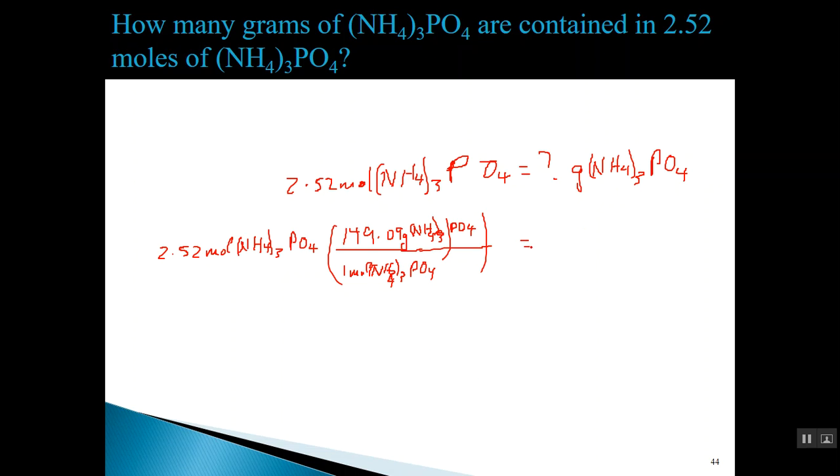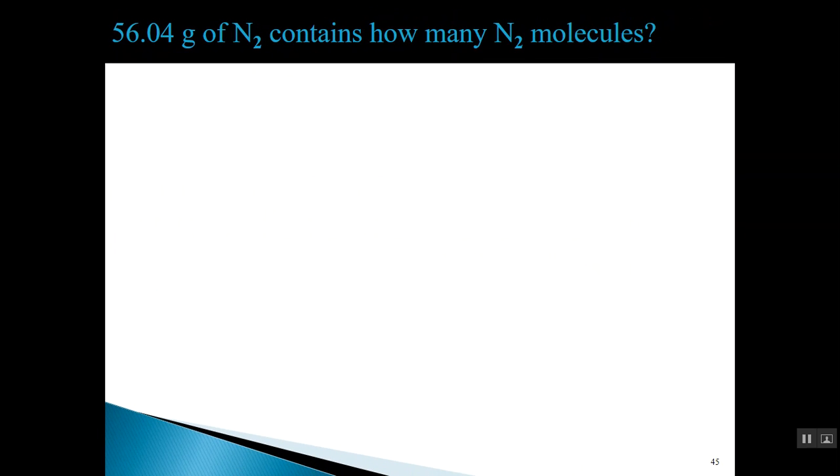Alright, and that's it. All we have to do is use my calculator now to crunch these numbers. 2.52 times 149.09, and the answer I get here is 376 when rounded off to 3 sig figs, so this would be 376 grams of NH4 3PO4, and that's how you do that. Alright, so those are two relatively simple examples of solving problems where you go from grams to moles or moles to grams. Okay, now here's another one.